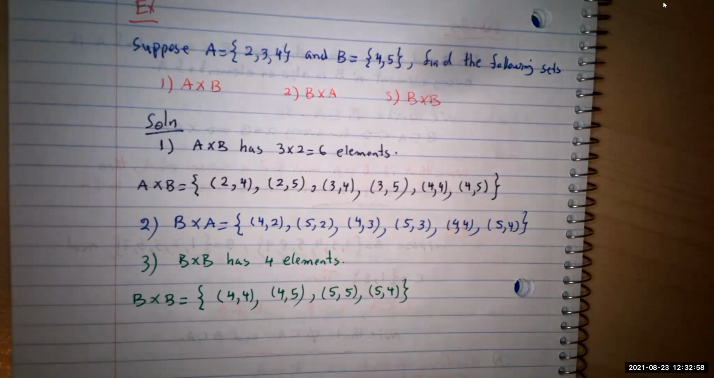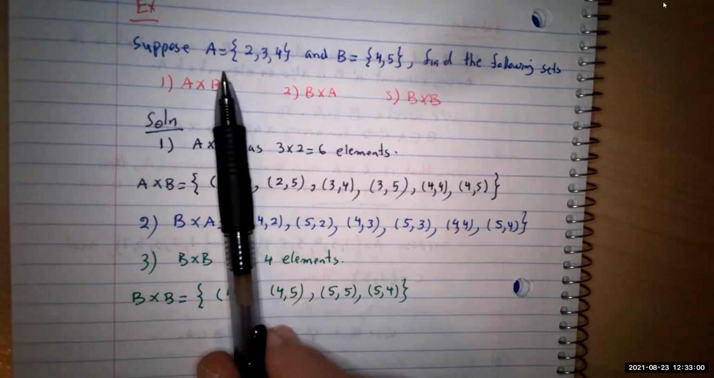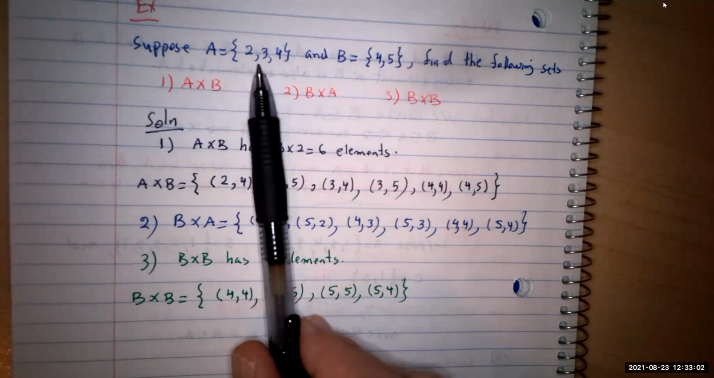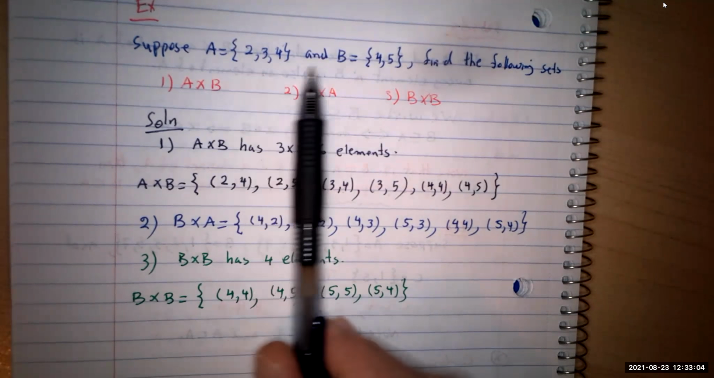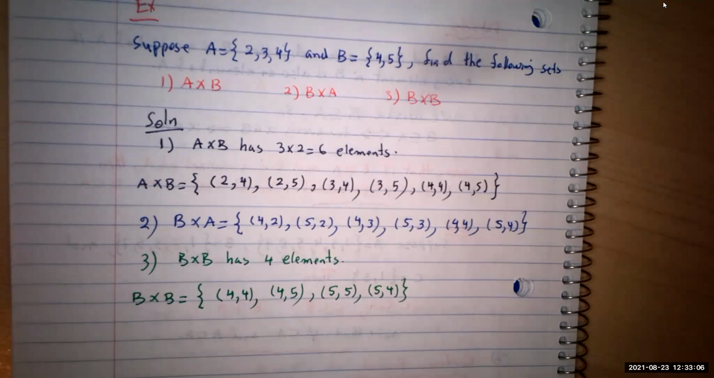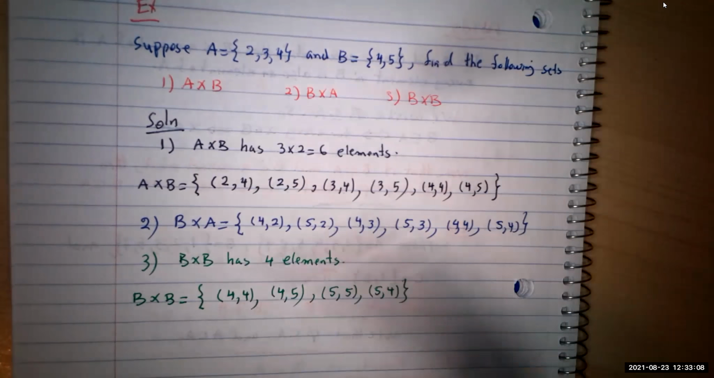Take Facebook. The first set is you only, and the other part is going to be your friends. So you match yourself with your friends. You have a collection of ordered pairs. That's going to be the one.